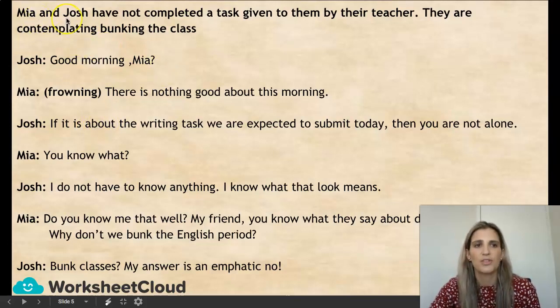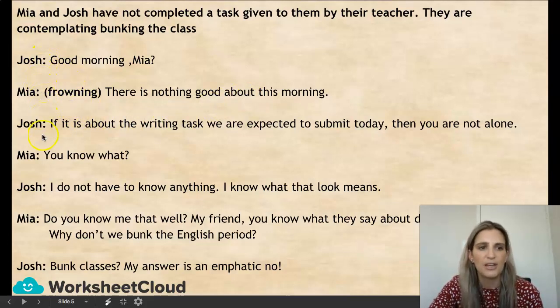Mia and Josh, so that's the who, have not completed a task given to them by their teacher. That's the what. And now where, they're at school, they are contemplating bunking the class. So Josh says, good morning, Mia. Now we use this if I cannot identify or understand in this sentence that Mia is frowning. If Mia is upset, she's going to say, I am upset. Then you don't need to add it there. And it's very important that it's after. And please make sure this is all in line. And here you can see you've left a line.